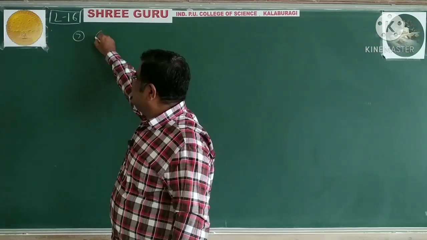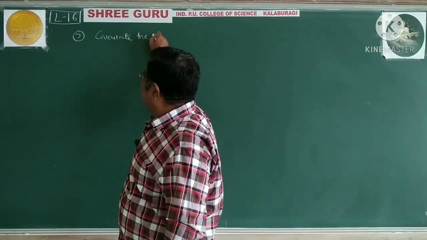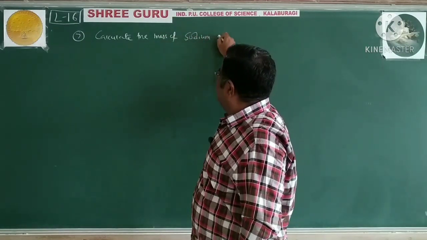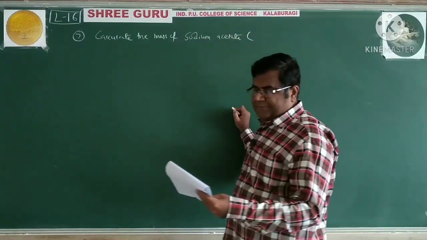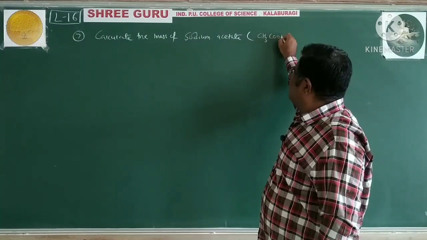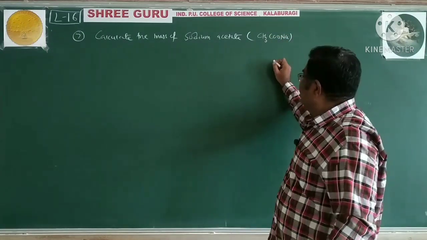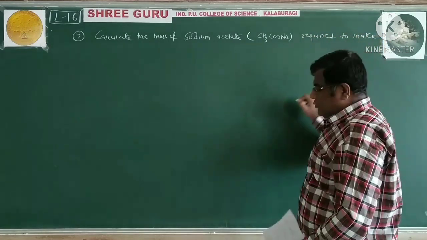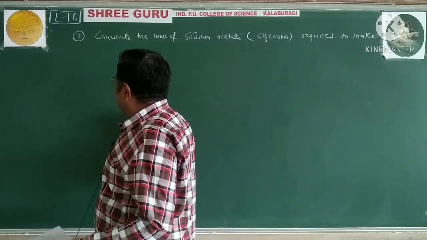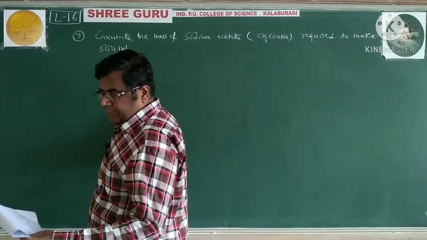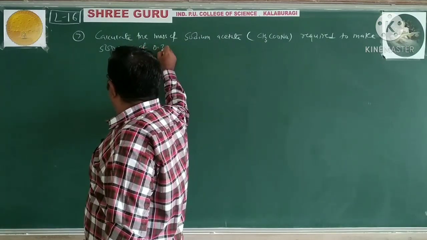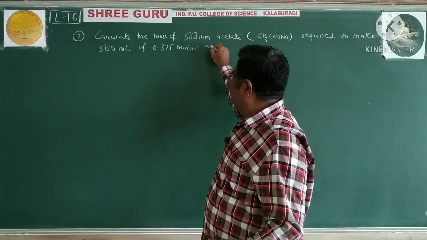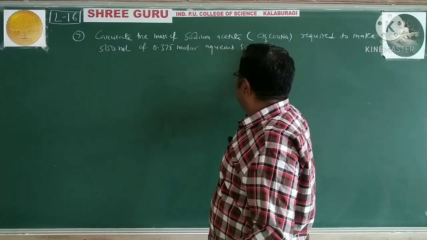Calculate the mass of sodium acetate, CH3COONa, required to make 50 milliliter of 0.375 molar aqueous solution.